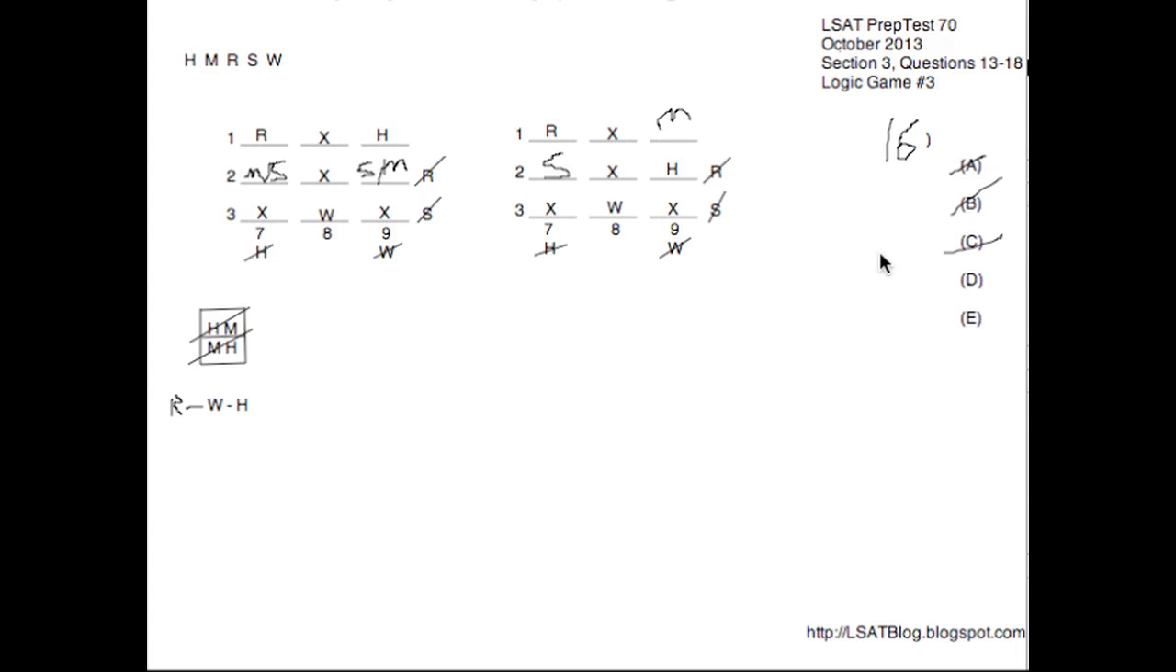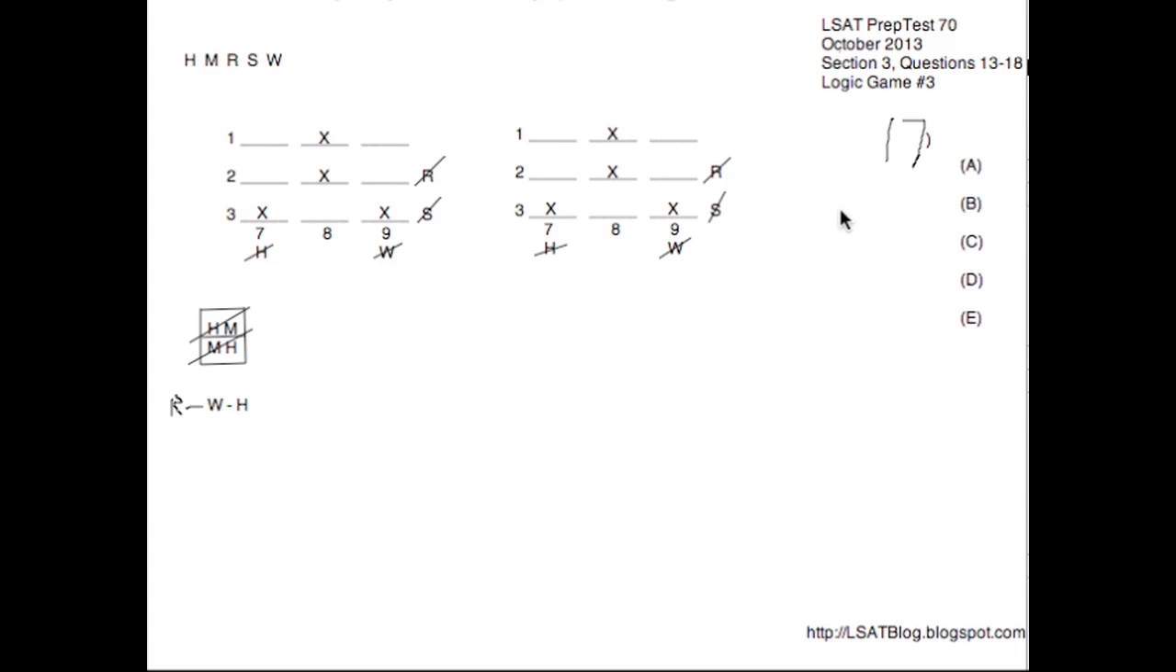Looking at D, S on 9. S could be on 7 in the diagram on the left. It has to be on 7 in the diagram on the right. Either way, it's not a must, so D is gone. Finally, E, S on 2. We have S on screen 2 in both of these diagrams no matter what, so yes, E is a must for number 16. Next, number 17.